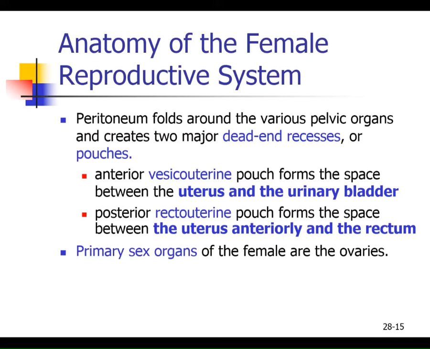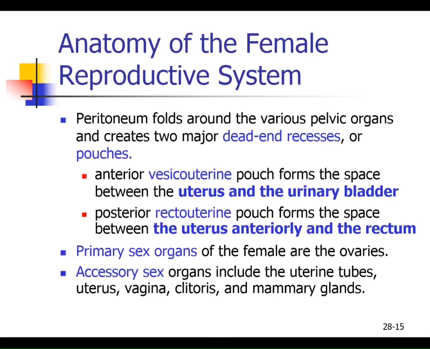And as we're still talking about differences and similarities, I've already mentioned to you that the primary sex organs in the female are the ovaries. Everything else would be accessory. Okay, so again, the ovaries are the primary sex organ. Everything else is an accessory organ. Again, pretty much fancy plumbing, and that's going to include the uterine tubes.